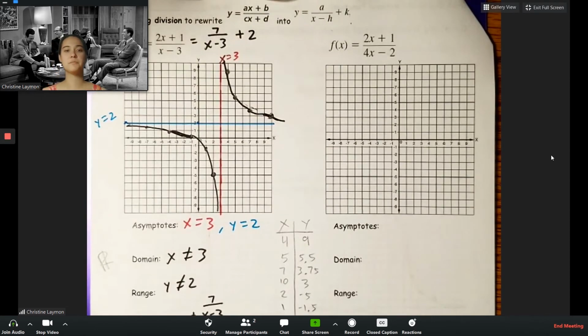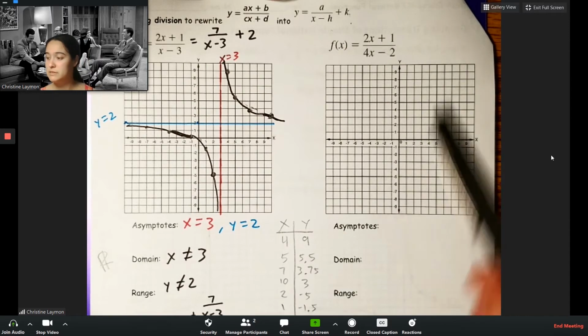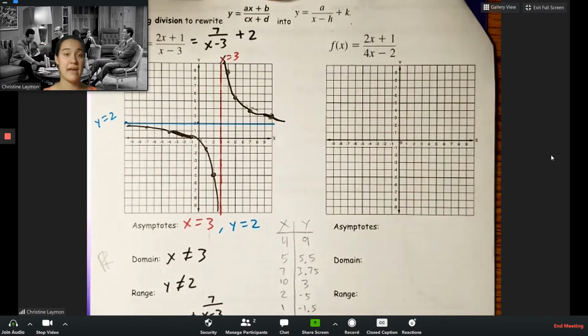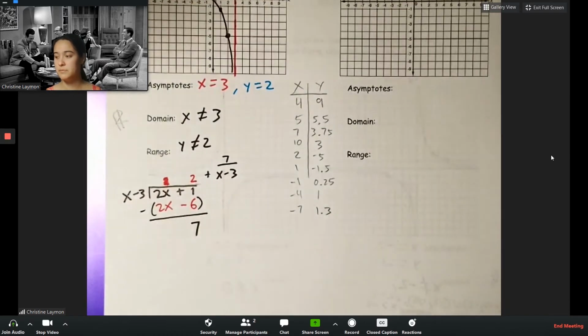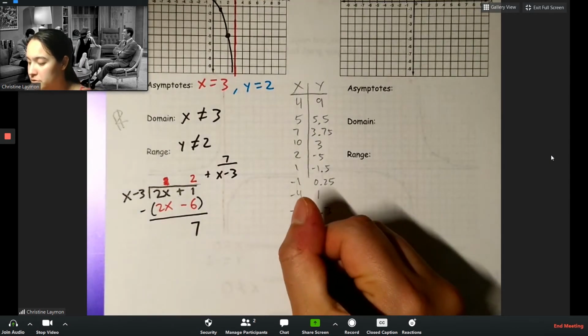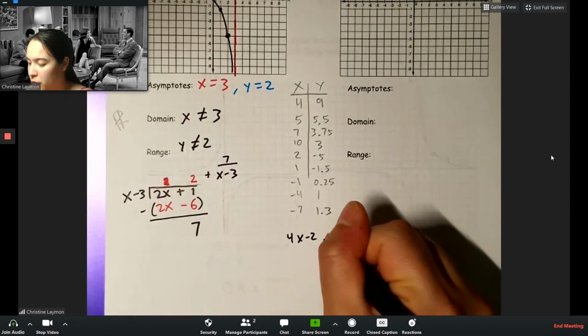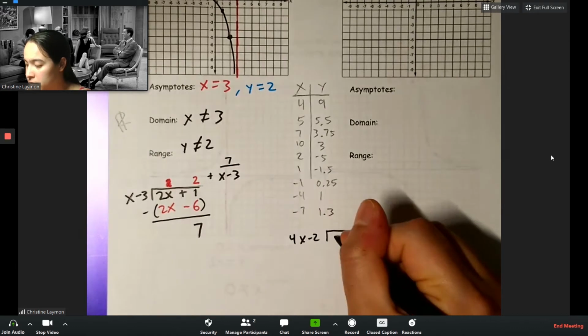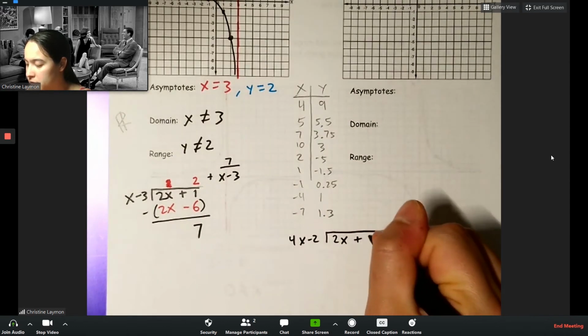Sliding this down. In this next one, I have 2x plus 1 over 4x minus 2. Again, notice that top and bottom, they both have x values. Let's go ahead and do some division. So I'm going to go ahead and show that down below here. And I am using long division. I have 4x minus 2 going into 2x plus 1.